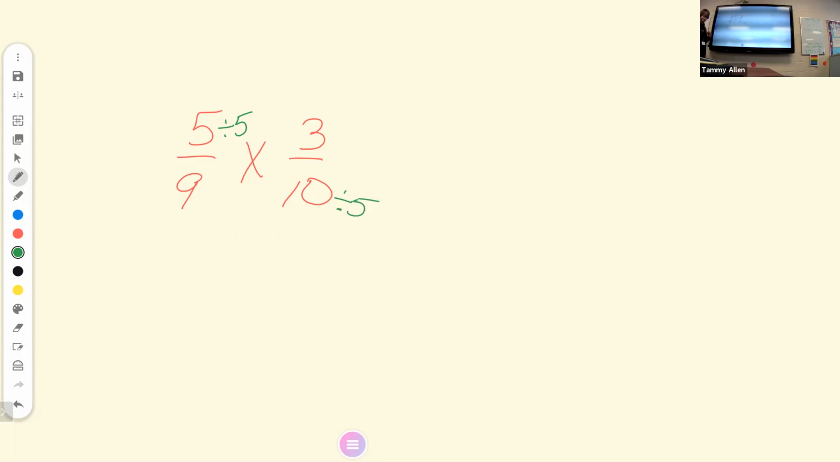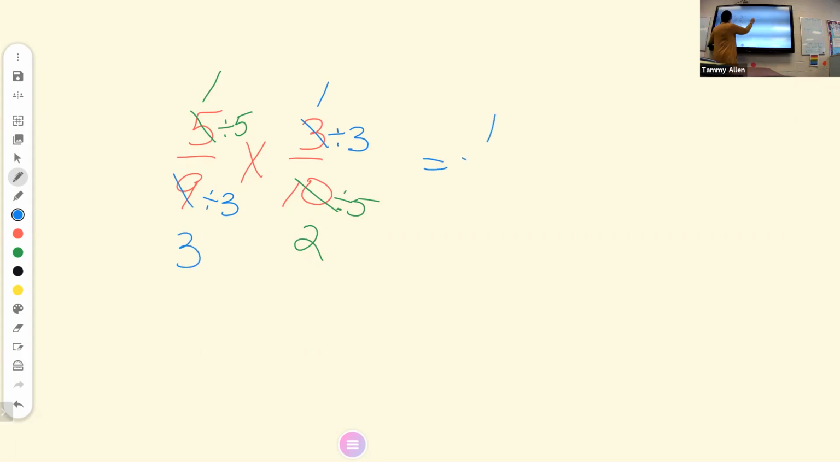You have paper out and taking notes. 5 divided by 5 is? 10 divided by 5 is? 2. Do you see another common factor of a numerator and denominator? 3 and 9 have a common factor of 3. 3 divided by 3 is? 9 divided by 3 is? 3. 1 times 1 is? 3 times 2 is? 6. There's our lowest terms right there. Okay?